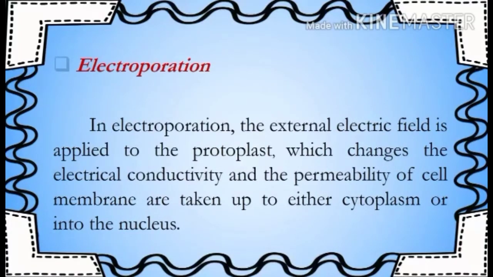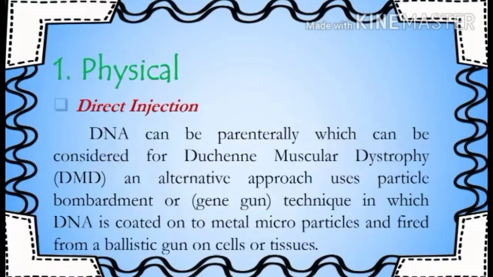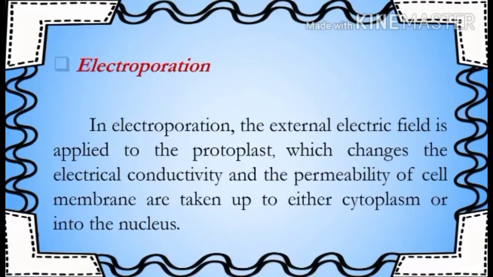In electroporation, an external electric field is applied to the protoplast, which changes the electrical conductivity and the permeability of the cell membrane, so DNA is taken up into either the cytoplasm or the nucleus. Electroporation is well suited for the transformation of plant cells and protoplasts. Extensive work has been carried out regarding transformation of cereals using protoplasts. Both linear and circular DNA can be transformed into the plant tissue. Intact plant cells of monocots have been transformed by electroporation. During electroporation, protoplasts or intact plant cells are taken in an electroporation chamber fitted with parallel steel electrodes.